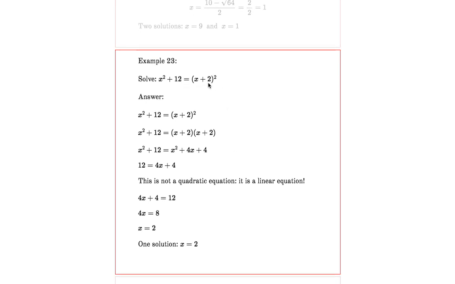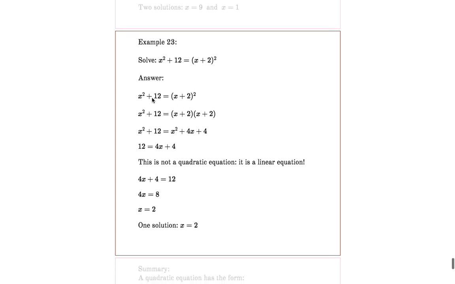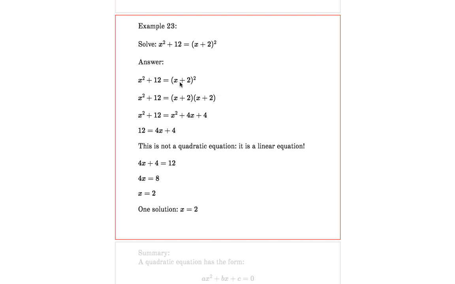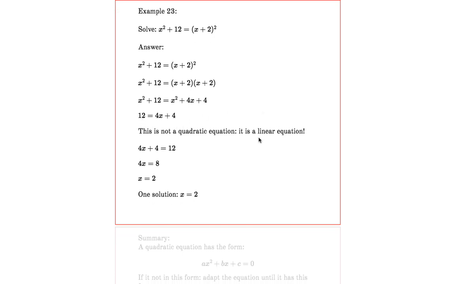Let's look at a little bit crazy example. x squared plus 12 is (x plus 2) squared. So we first multiply this out. x times x, x times 2, 2 times x, 2 times 2 is x squared plus 4x plus 4. So this x squared cancels against this x squared. So we have 12 is 4x plus 4. This is just a linear equation, not a quadratic equation.